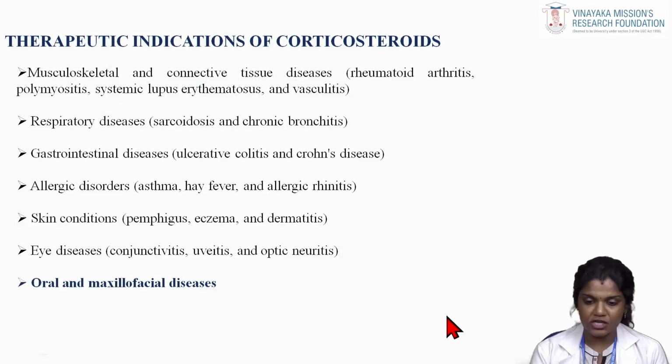These are the therapeutic indications of corticosteroids. Corticosteroids are widely used in musculoskeletal and connective tissue diseases, for example rheumatoid arthritis, systemic lupus erythematosus and vasculitis. In respiratory diseases like sarcoidosis and chronic bronchitis, gastrointestinal diseases like ulcerative colitis and Crohn's disease, allergic disorders like asthma, hay fever and allergic rhinitis, skin conditions like pemphigus, eczema and dermatitis, and eye diseases like conjunctivitis, uveitis and optic neuritis, and in various oral and maxillofacial diseases.